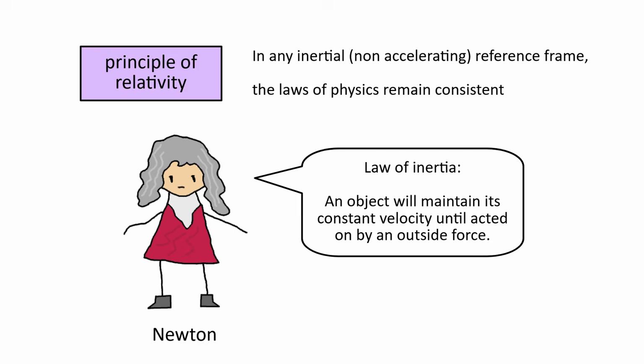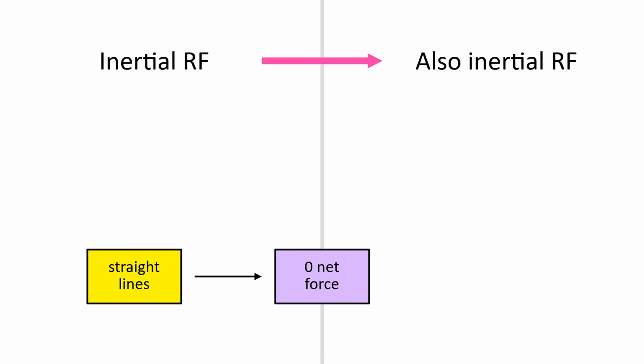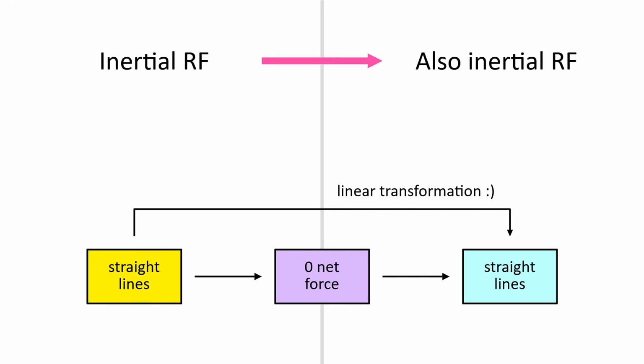The first of these, the law of inertia, says an object will maintain its constant velocity until acted on by an outside force. So if you're in an inertial reference frame, straight lines represent objects with 0 net forces, and if the reference frame you switch to is also inertial, these 0 force objects will still be represented by straight lines, satisfying the second requirement.